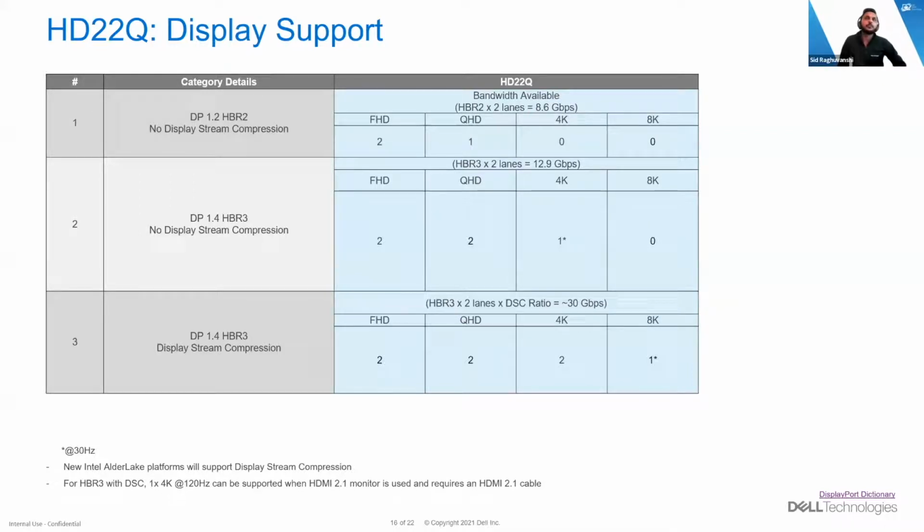Even our Dell notebooks with, say, Tiger Lake, the previous generation CPUs, can support display stream compression, but that would not be from the Intel side. That will be more from the discrete graphics side. So if you have an NVIDIA discrete graphics, that can also drive display stream compression.